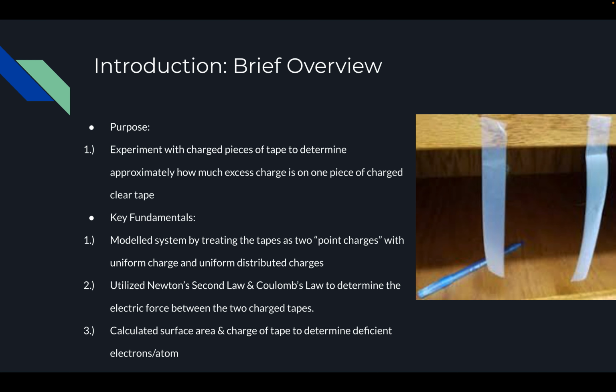So a brief overview of this lab. The purpose is based off of lab 1, which was an experiment with two pieces of charged tape and ultimately to find out the excess charge. Some key fundamentals: we modeled the system before as two point charges, but now we're going to model the system as a uniformly distributed charge, or a line charge. We'd use Newton's second law and Coulomb's law to determine the electric force between the two charged shapes. And from lab 1, we calculated the surface area to determine deficient electrons per atom.